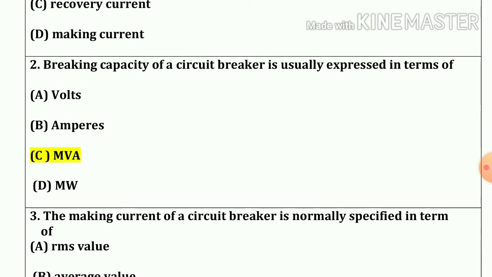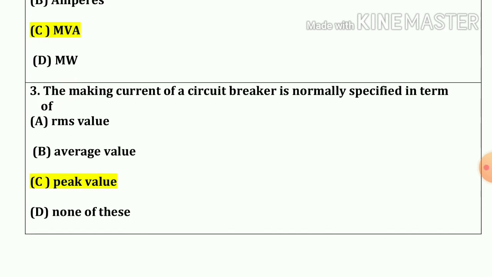Question number 2. Breaking capacity of a circuit breaker is usually expressed in terms of MVA. So the breaking capacity of a circuit breaker is expressed in terms of the MVA. Question number 3. The making current of a circuit breaker is normally specified in terms of peak value. We may say it as a maximum value.